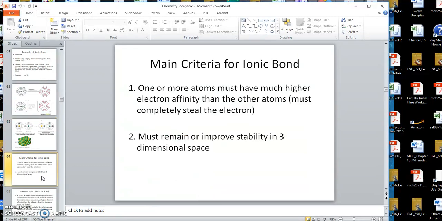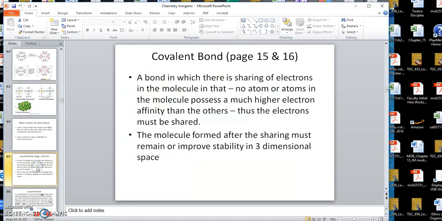All right. So the main criteria for an ionic bond is one or more atoms must be highly more electronegative than the other, and literally pulls the electron from the other, forming an opposition in charge. But when it does that, remember the resultant molecule must have some dimension that's stable in three-dimensional space, or it will fall apart. We go quickly to the covalent bond.